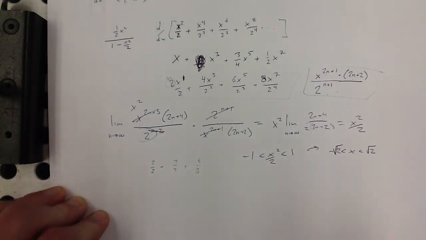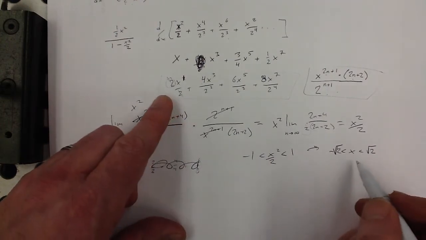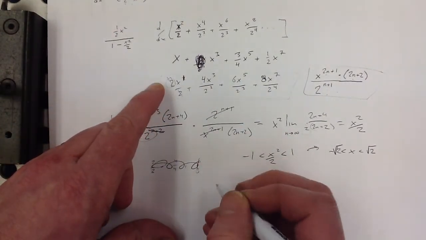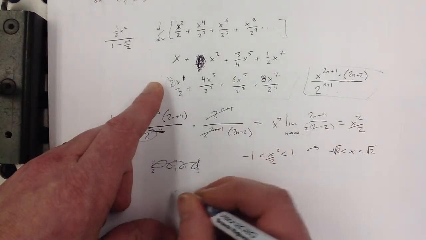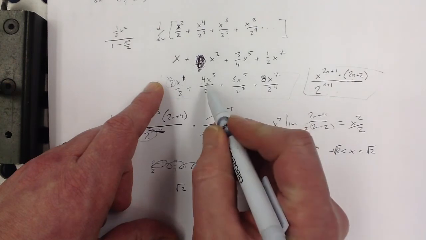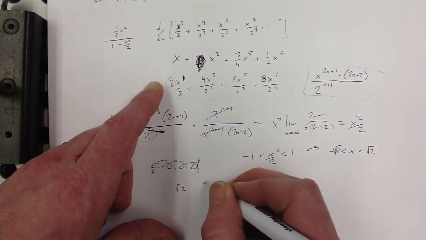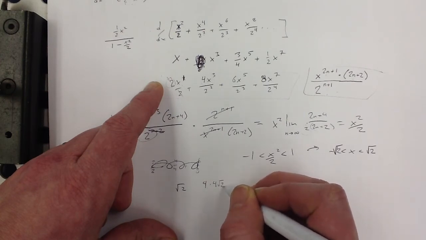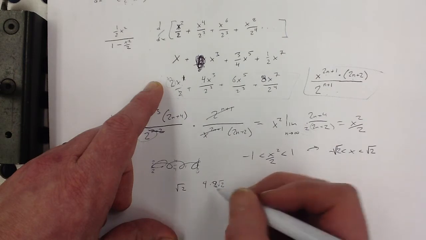Okay, now let's see if that makes a difference for what our endpoints look like. When I plug in the square root of 2 here, I get 2 times the square root of 2 over 2. I get the square root of 2 as the first term. And then here I get 4 times the square root of 2 cubed is 4 on the square root of 2. No, it's not. It's 2 on the square root of 2, right?